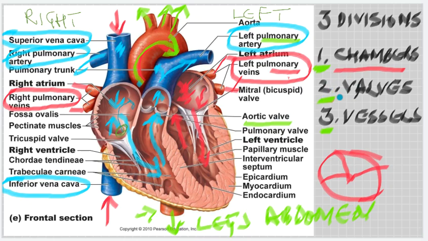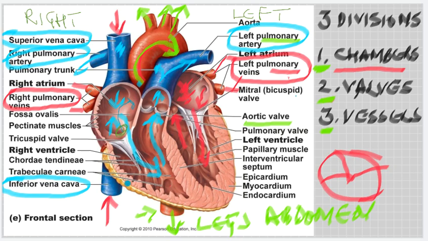Then let us have a look at the second division of the human heart, the valves. There are 4 major valves: the 2 AV valves or atrioventricular valves, because they guard the auricle and ventricle. The left AV valve is also called the mitral valve or the bicuspid valve. The right atrioventricular valve is also called the tricuspid valve. Then we've got the aortic valve between the left ventricle and the aorta. And then we also have another valve called the pulmonary valve. And where is this valve present? Between the right ventricle and the pulmonary artery.